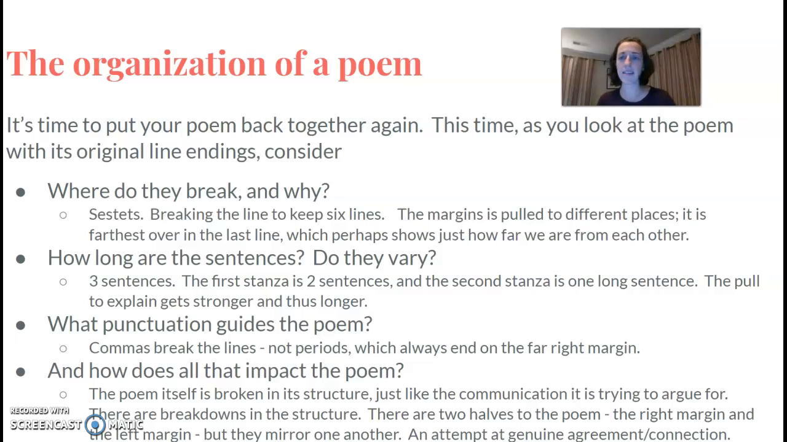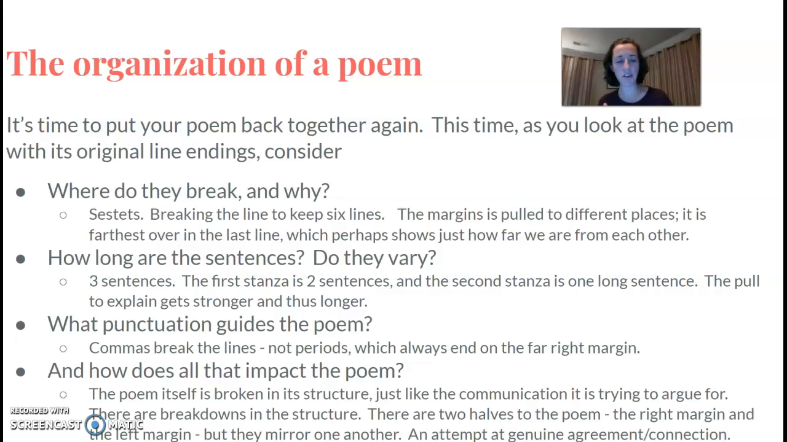How long are the sentences? They start short, they start more simple, and the last stanza is just one long sentence. And to me, that suggests the pull to explain the phenomenon of not being able to communicate. It gets stronger. The pull gets more panicked. The pull makes the sentence longer. I know that feeling.